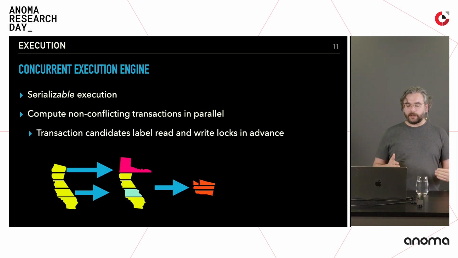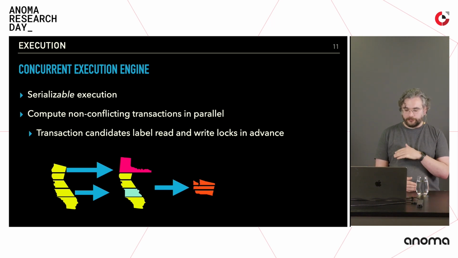To do this, we have to break up state into multiple substates. We assume that the state machine state is divisible into key-value pairs. And we require that each transaction candidate is labeled with which substates it may be reading or writing. And any transaction candidate which tries to read or write outside of those labels would fail, much like one that runs out of gas.